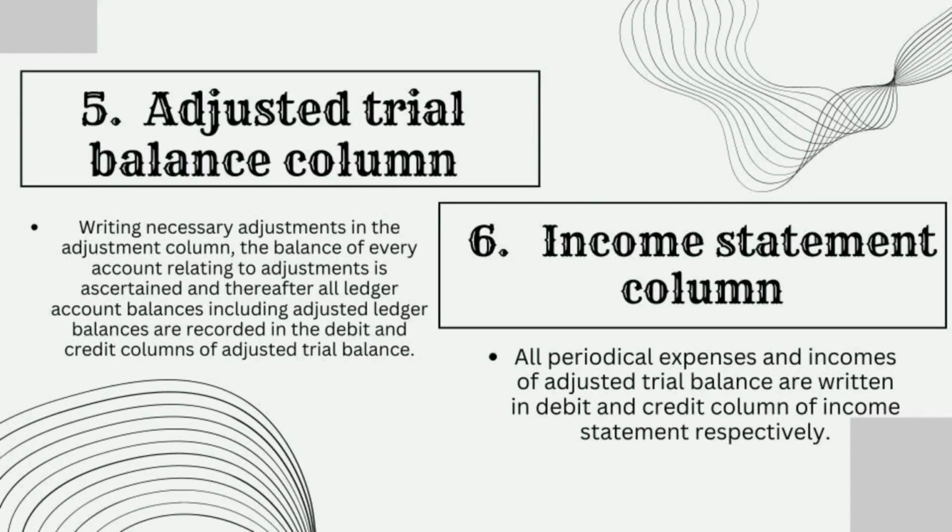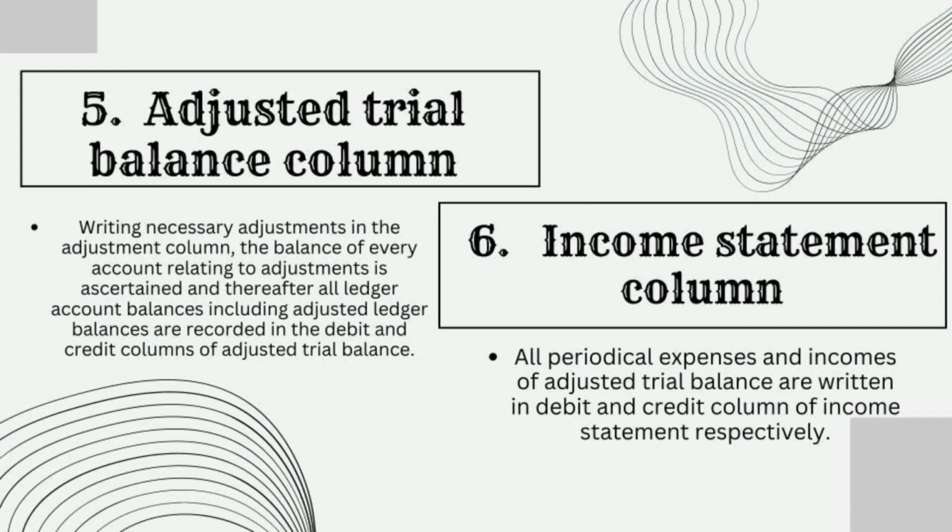To identify the adjusting items, separate code numbers for each item are given in debit and credit columns. Thereafter, debit and credit columns of adjusting are totaled for assuring their agreement. The sixth one is the income statement column. All periodical expenses and incomes of adjusted trial balance are written in debit and credit column of income statement respectively. The difference between total income and total expenses of the income statement is called profit or loss.